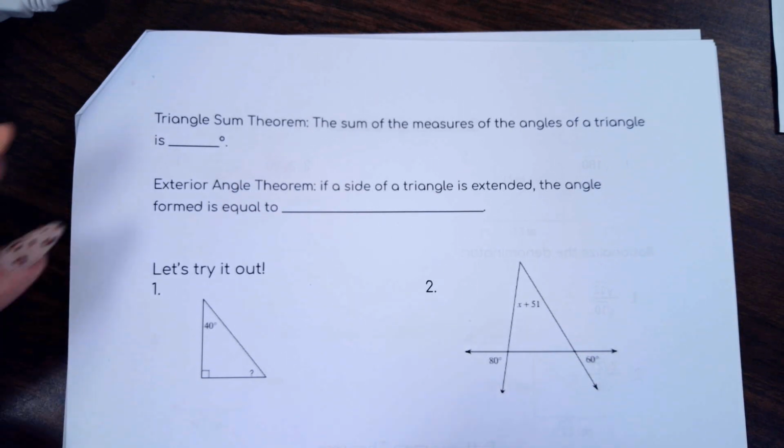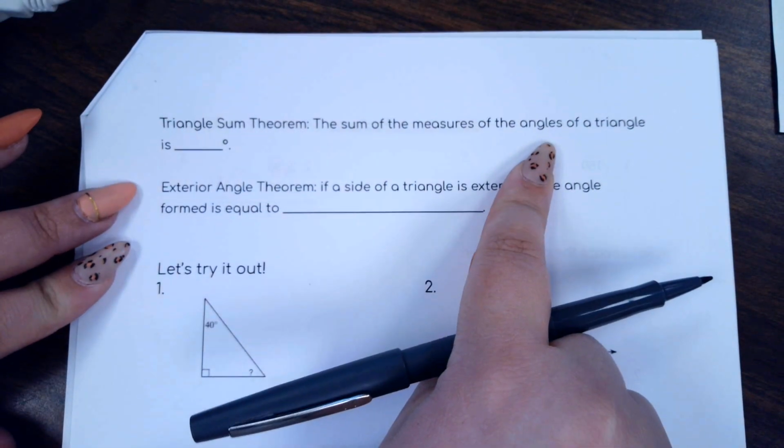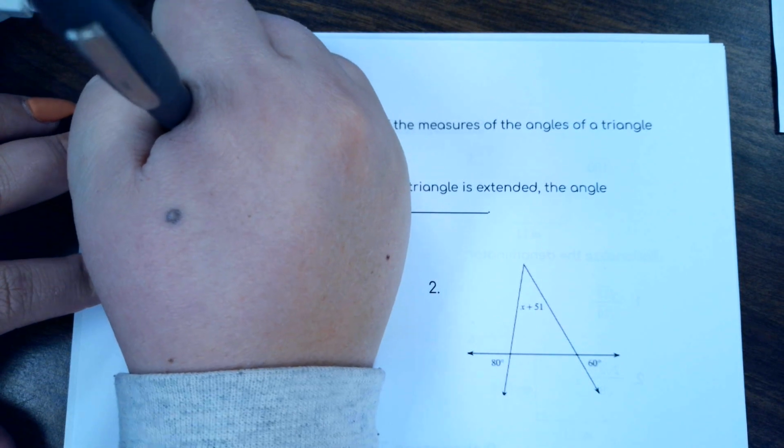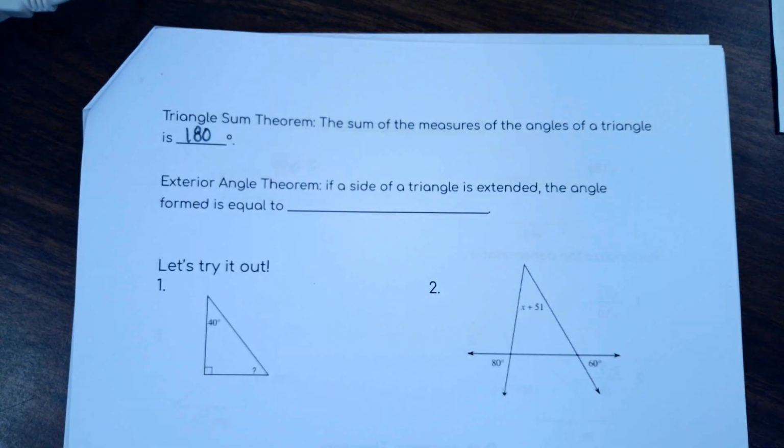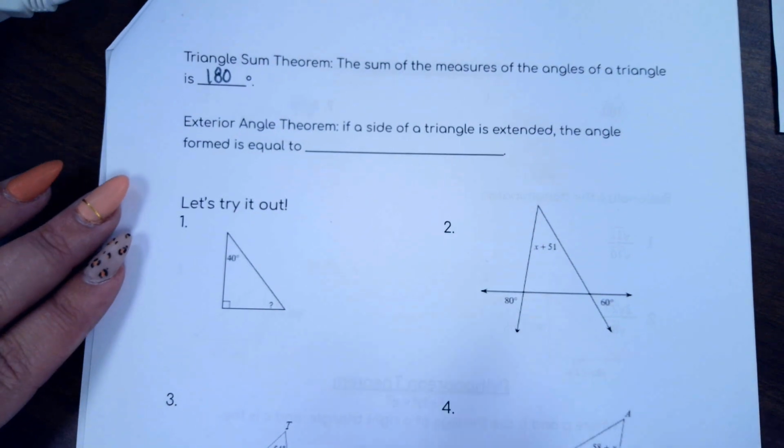Today we're going to talk about the angles in a triangle. We already kind of touched on this, but the sum of the measures of the angles in a triangle is always 180 degrees. So every triangle on the entire planet, all of them, the three angles will add to 180.